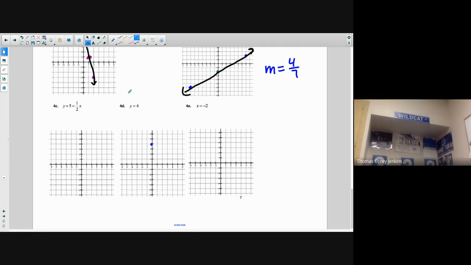So if it says y equals a number, that's always going to be a horizontal line. So that means that for E is probably going to be a vertical line, right? Which we already touched on earlier in the notes.